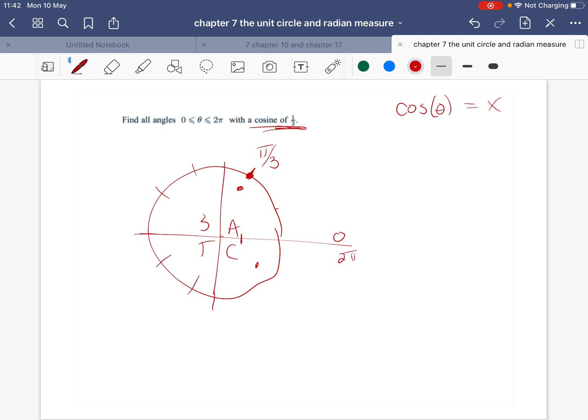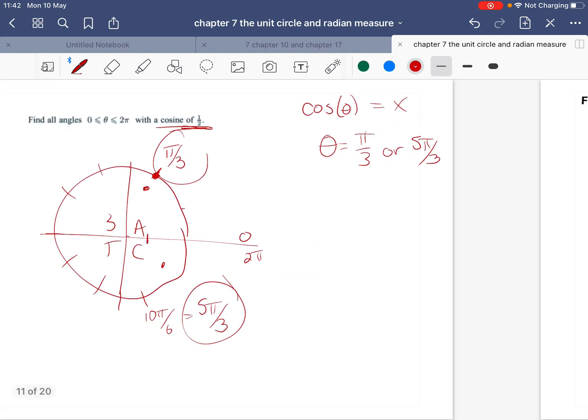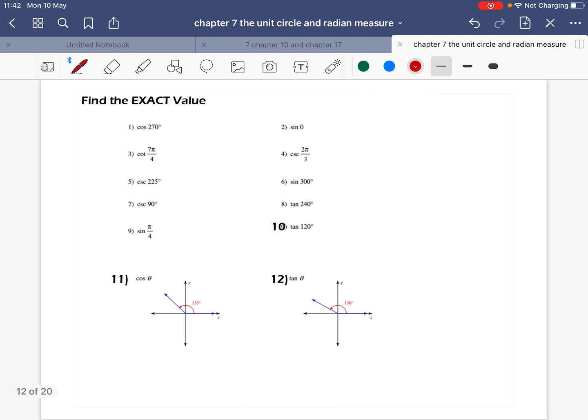So pi over 6, 2 pi over 6, 3 pi over 6, 4 pi over 6, 5 pi over 6, 6 pi over 6, 7 pi over 6, 8 pi over 6, 9 pi over 6, 10 pi over 6, which is 5 pi over 3. And there's our two answers. So when theta equals pi over 3 or 5 pi over 3, the cosine of theta equals 1/2. All right, find the exact value.